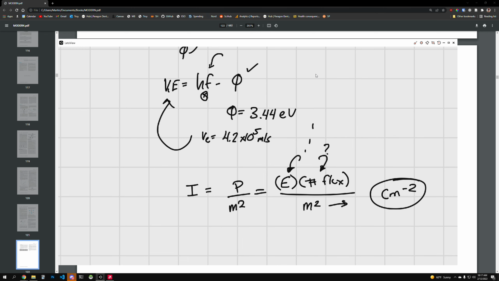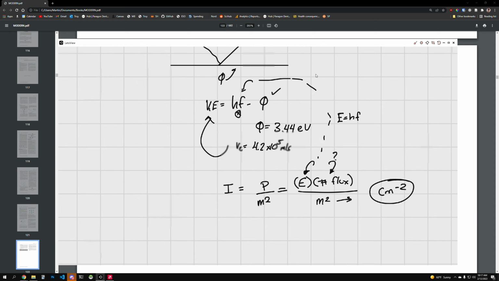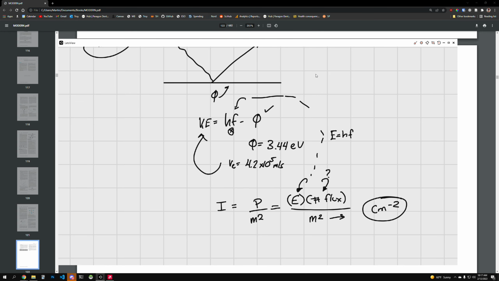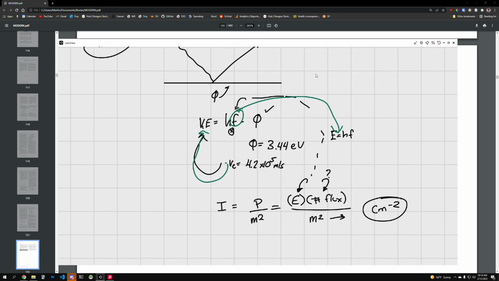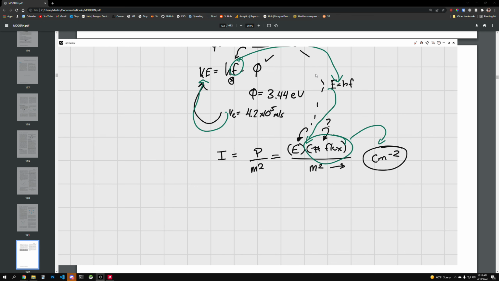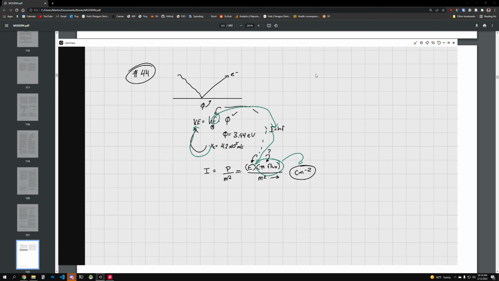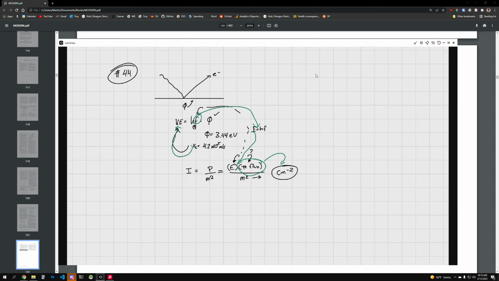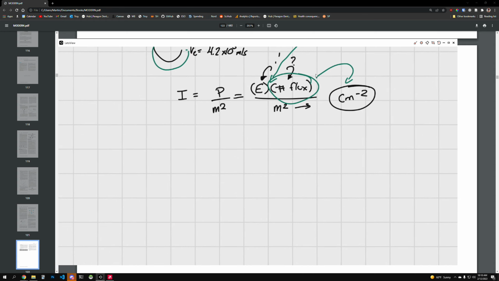So how do we get to energy from this problem? Well, that energy is going to come from frequency, and it's going to be E is equal to hf. So we have everything we need to solve this problem. We're going to go from velocity to kinetic energy, get a frequency, get our energy, and from our energy, we'll plug that in, solve for number flux, and convert to per centimeter squared. All right, so the first step is, okay, what is our kinetic energy?